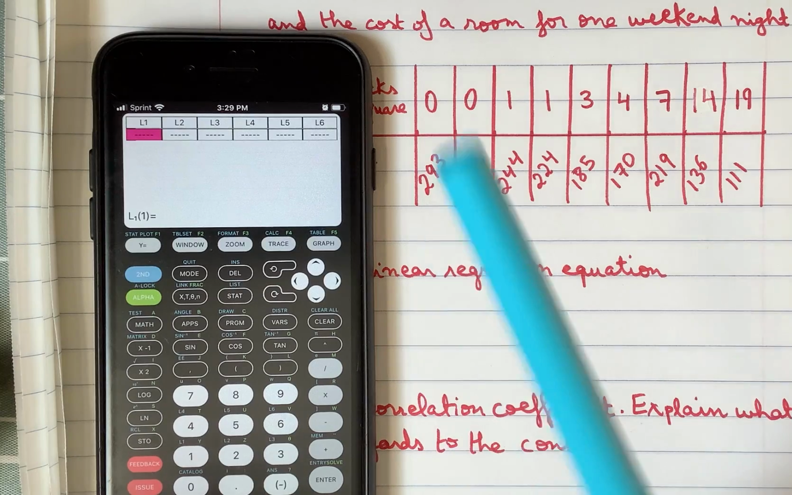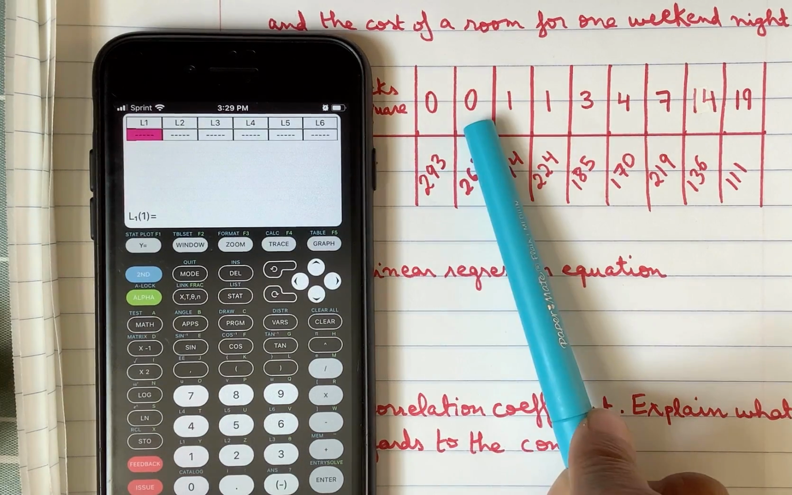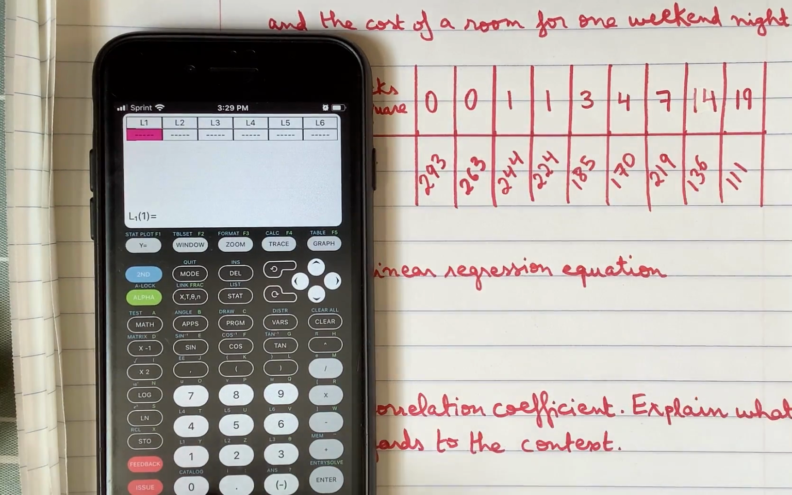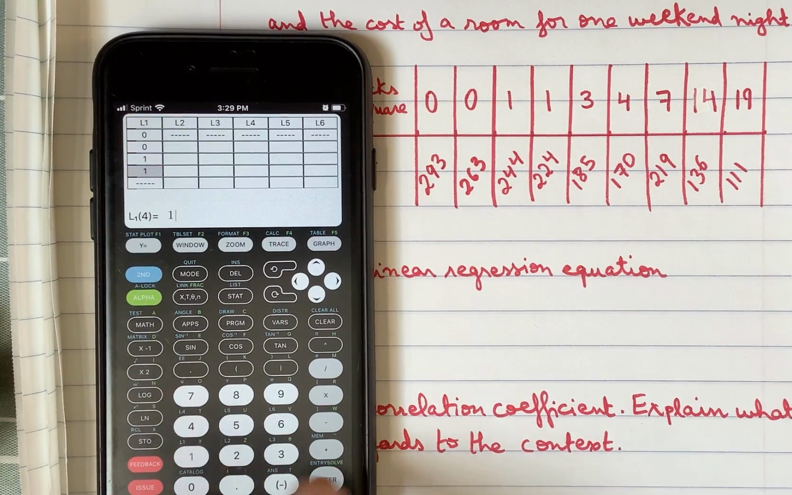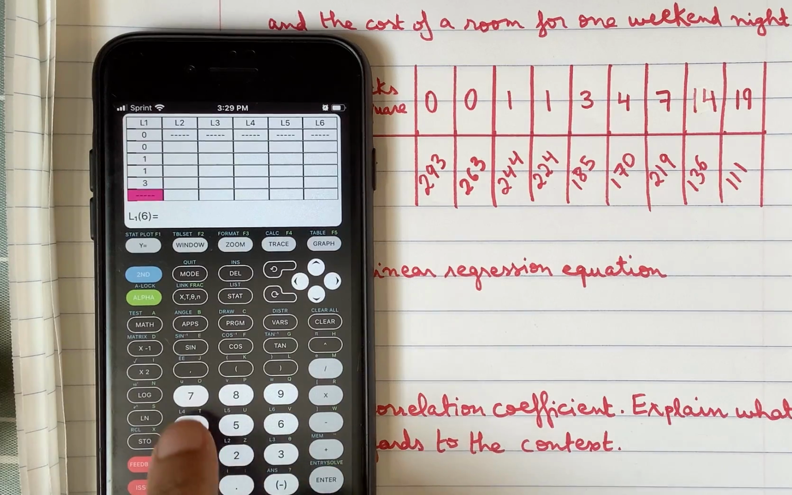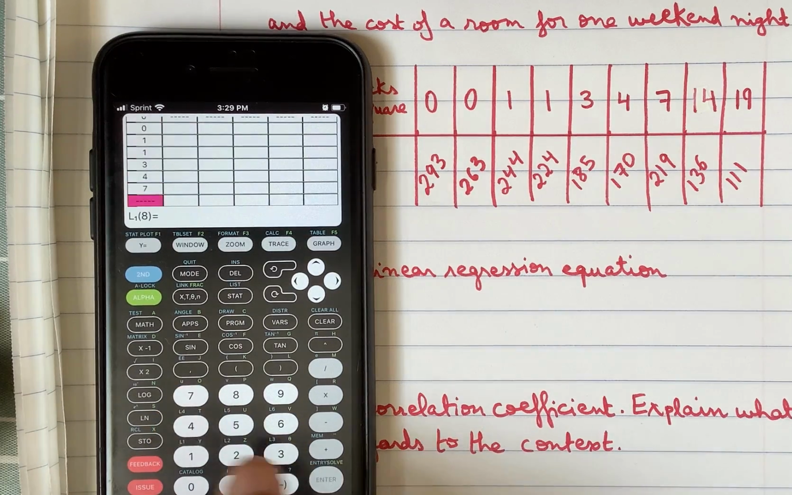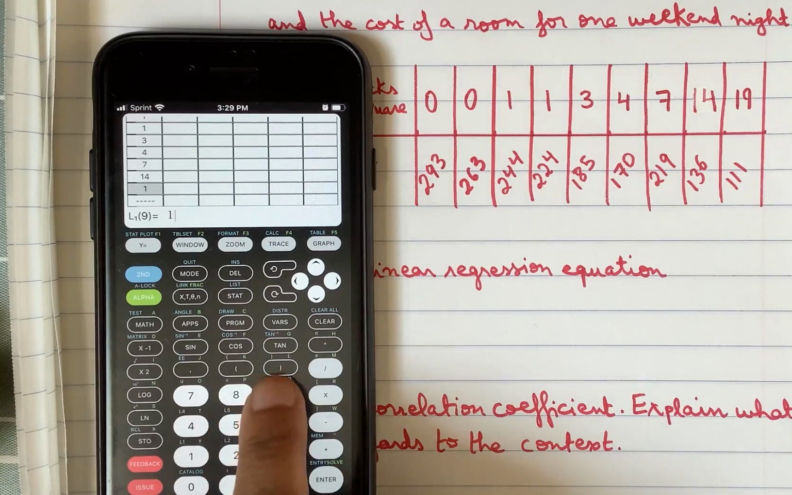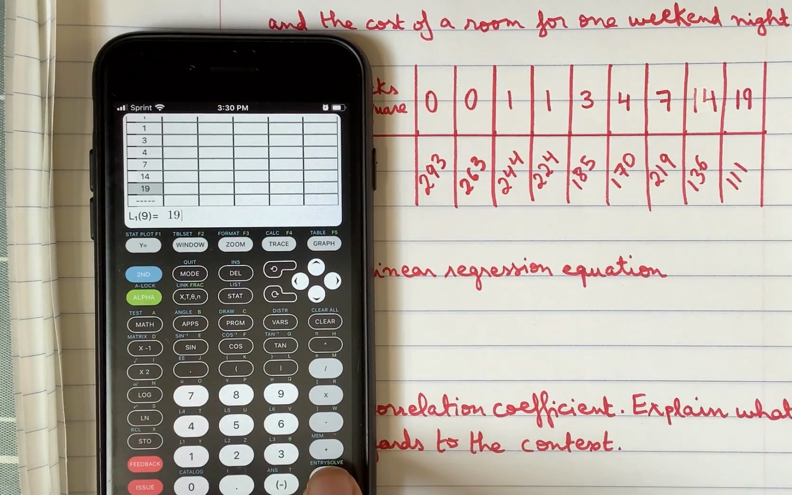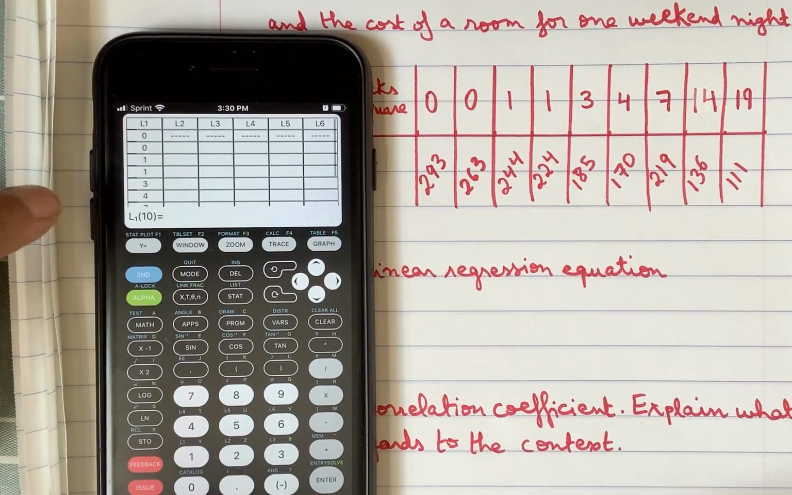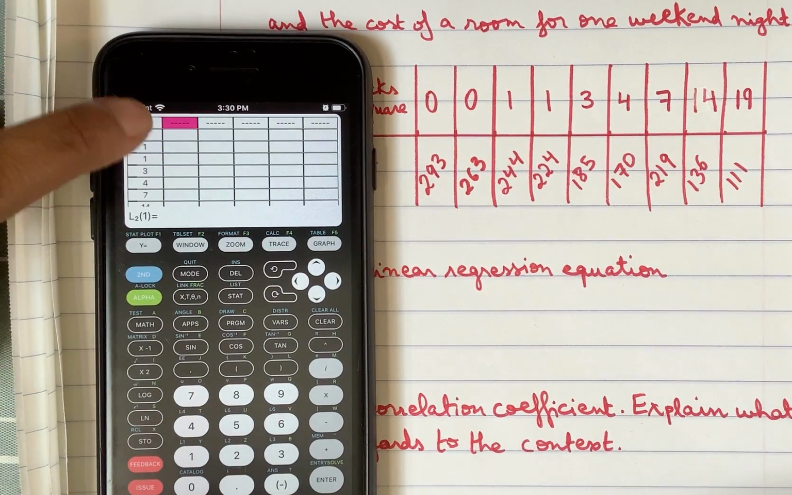And so our first entry here is 0, followed by another 0, and then 1. So let's do that. So 0, enter, 0, enter, 1, enter, 1, enter, 3, enter, 4, enter, 7, enter, 14, enter, 19. Okay, and then I can scroll up here and then start entering L2.